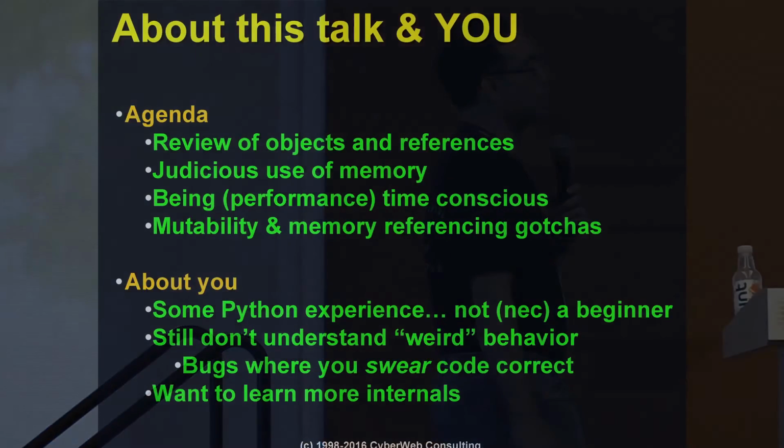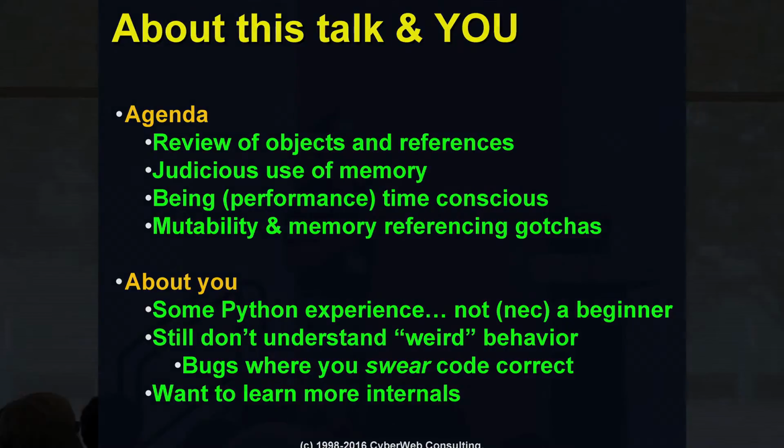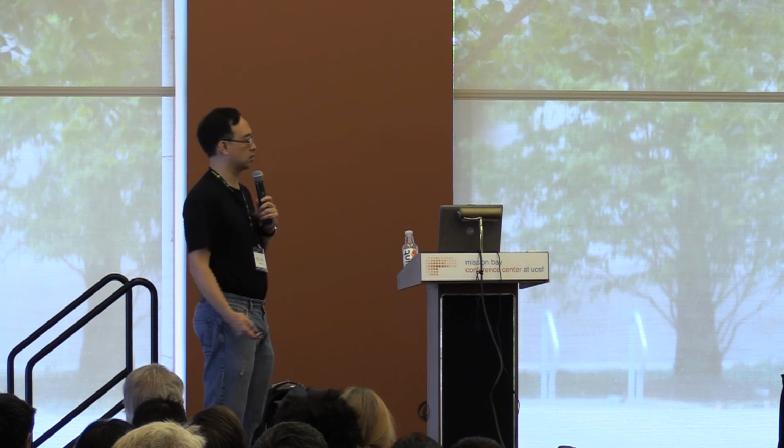Okay, cool. This talk is not about me, it's about you. We're going to review objects and references. We're going to talk about good use of memory. We're going to talk about being time conscious, that's performance-wise, and then mutability and memory referencing gotchas. Hopefully you have some Python experience and you're not completely a beginner. But you still don't understand this behavior, where you swear your code is correct, but it doesn't work exactly right, and you want to learn more internals. If this is you, then you're in the right place.